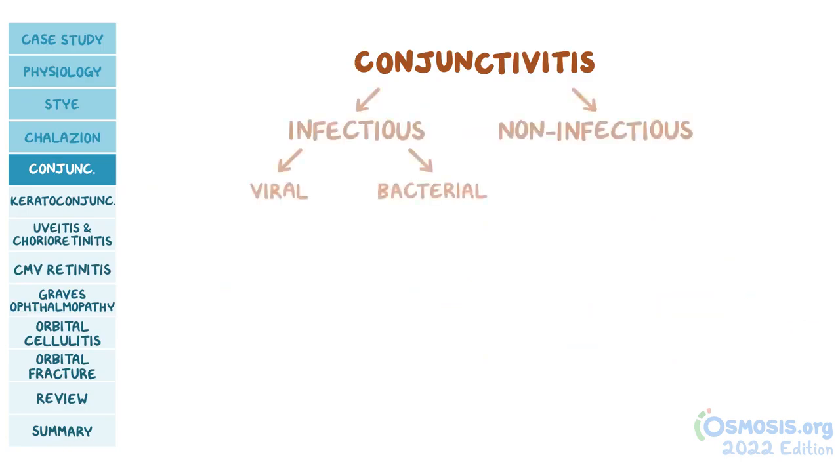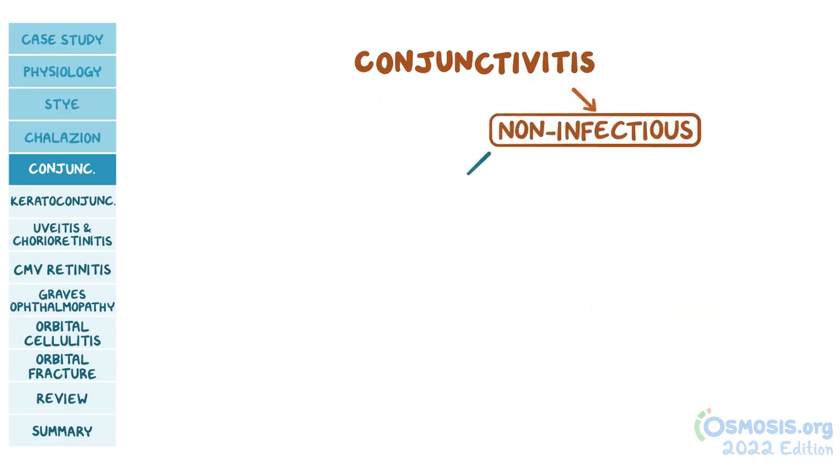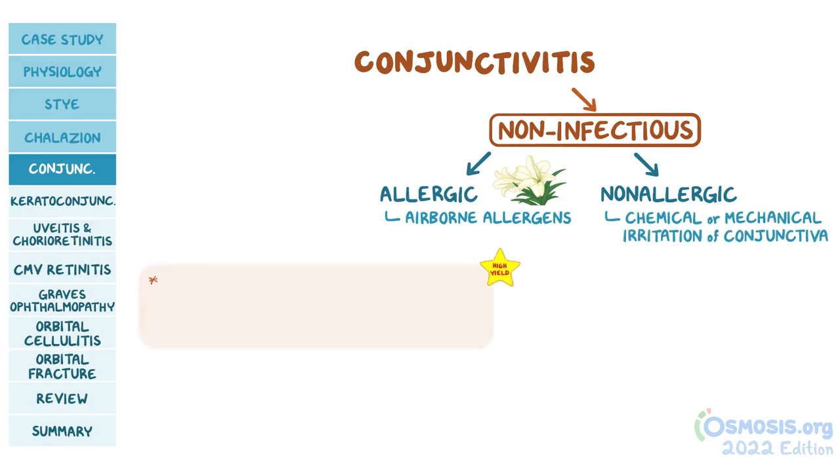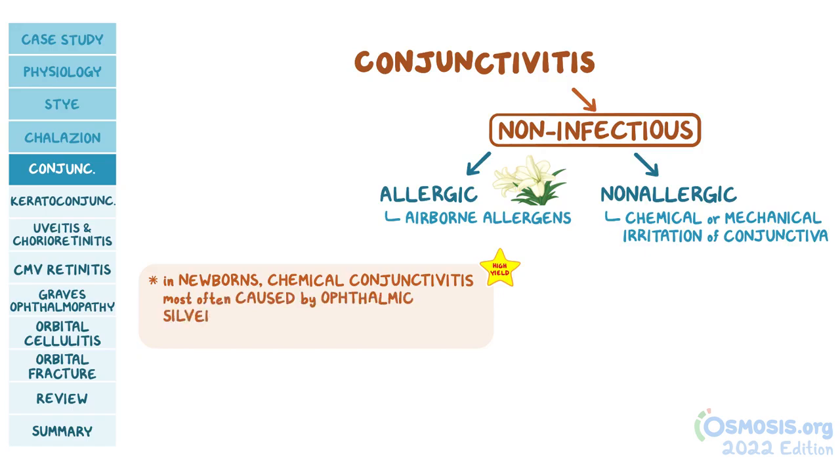Now, non-infectious conjunctivitis includes allergic conjunctivitis, which is usually caused by airborne allergens like pollen, and non-allergic conjunctivitis caused by chemical or mechanical irritation of the conjunctiva. A high yield fact is that in newborns, chemical conjunctivitis is most often caused by the use of ophthalmic silver nitrate for prophylaxis against ocular gonococcal infection.